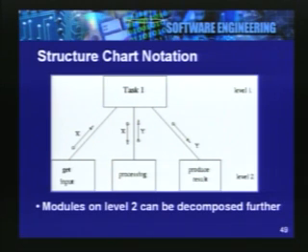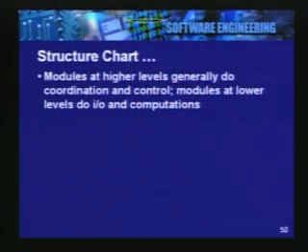If necessary, the modules on level 2, such as the processing module, can be decomposed further. So, the hierarchy can consist of multiple levels depending on the complexity. We can keep decomposing till we arrive at a module which is clearly specified and which can be implemented as a code module which can be converted into a program. The modules at higher levels generally do the coordination and control, whereas the modules at lower levels do input, output and computations. This is exactly what we saw in the previous diagram.